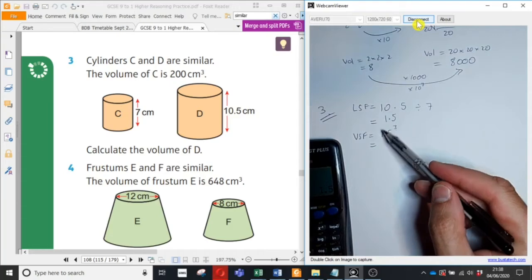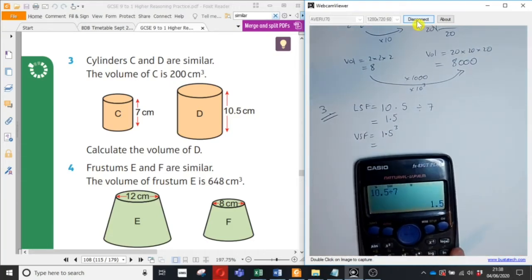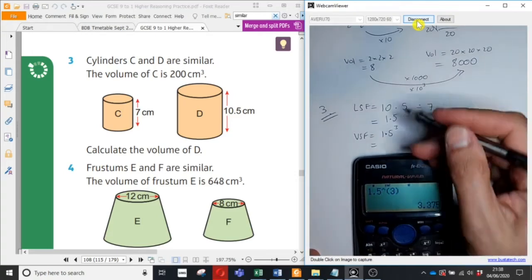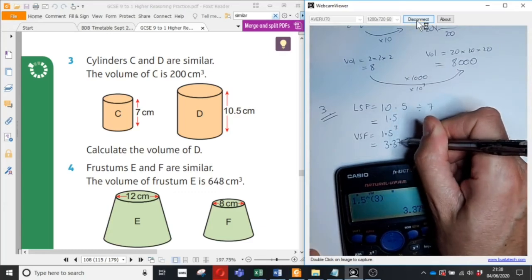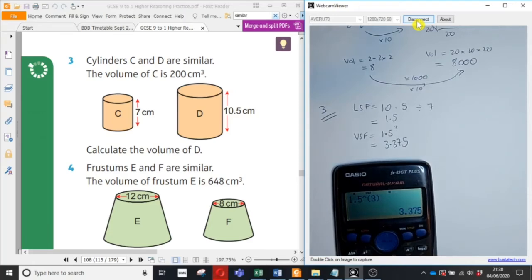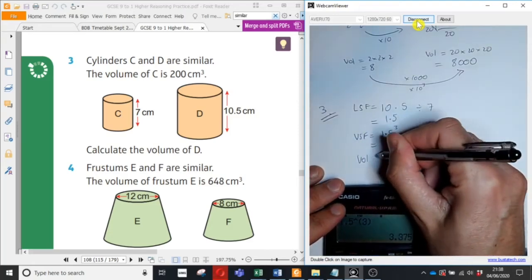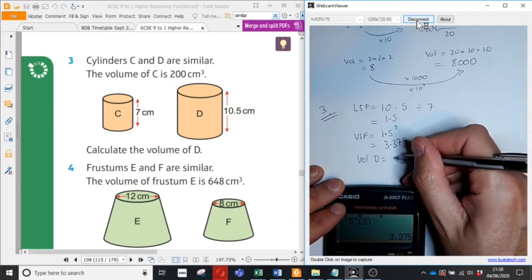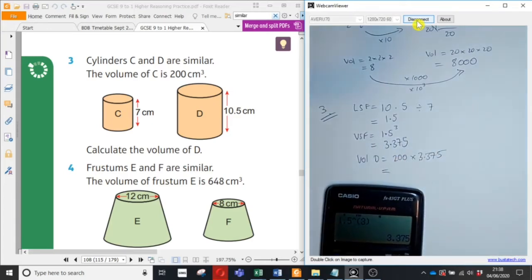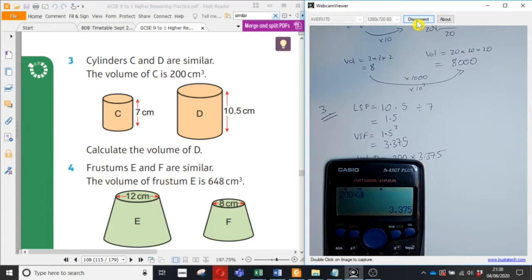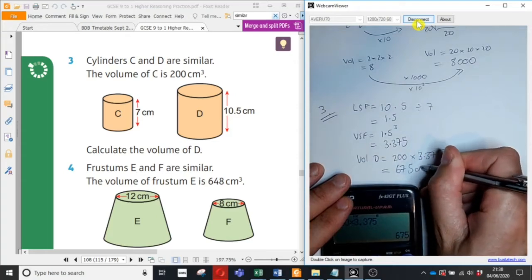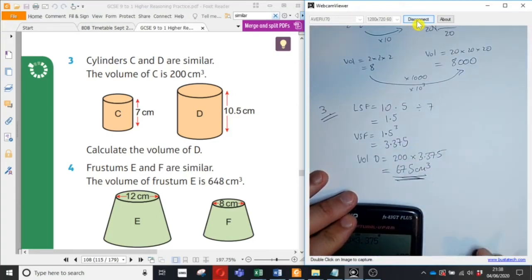You should always be writing this stuff down when you answer questions. Some of you are still submitting work to me where it's just the answer, which you may have got from the back of the book, of course. You need to be showing your working. So there is the volume scale factor. If I want the volume of D, the bigger cylinder, I will take the volume of the smaller cylinder, which is 200, and multiply it by this volume scale factor. So 200 times 3.375 gives me 675 centimeters cubed. So that is question 3.